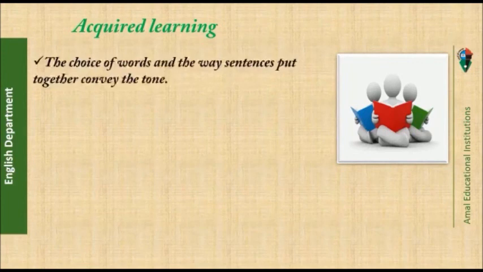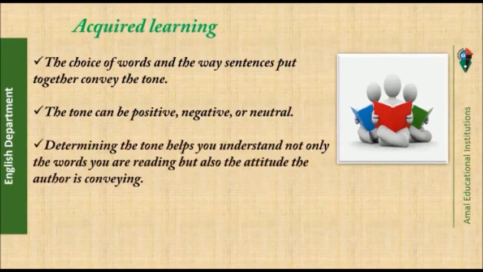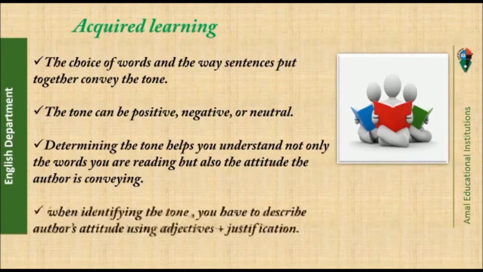Finally, let's emphasize the main points. The choice of words and the way sentences are put together convey the tone. The tone can be positive, negative, or neutral. Determining the tone helps you understand not only the words you are reading, but also the attitude the author is conveying. When identifying the tone, you have to describe the author's attitude using adjectives plus justification.